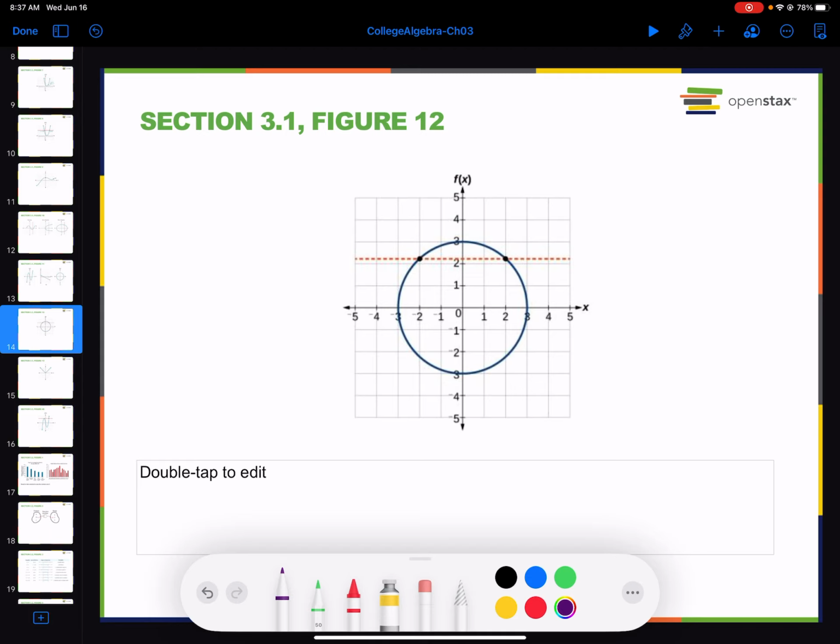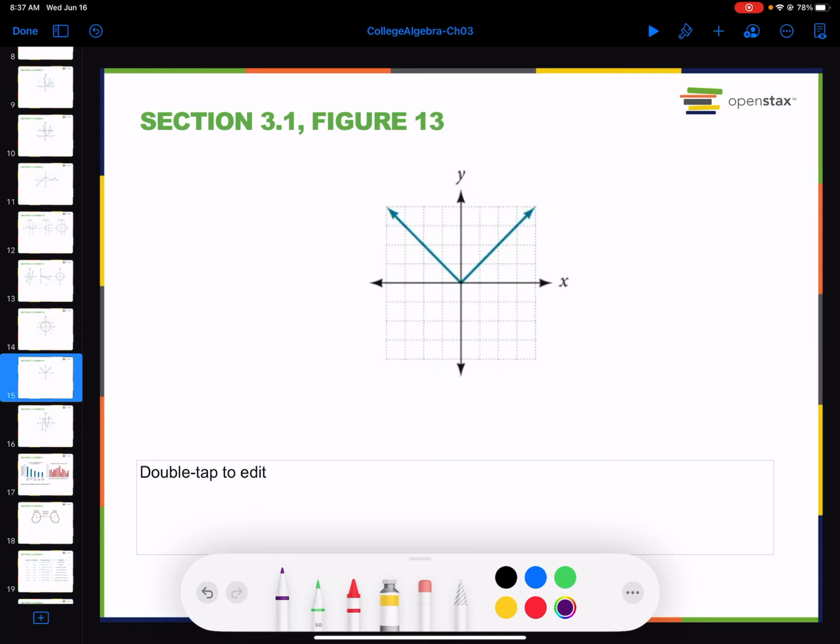This is where the horizontal line test comes in. If you draw a horizontal line across your function and it hits twice, then it is not one-to-one. It could still be a function, but that means it's not one-to-one. Here's an example where, if we did the horizontal line test, it is not a one-to-one function, but it is a function.